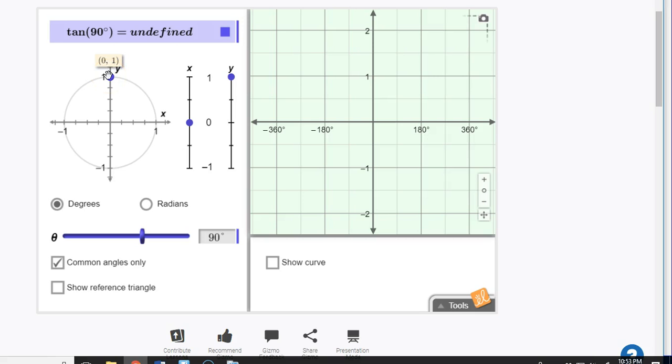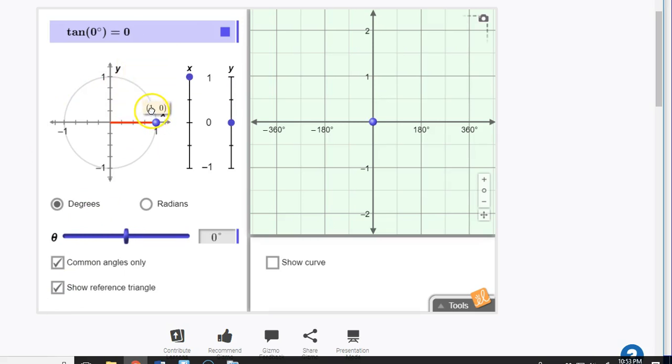Okay? Why would that be undefined? Think about the definition of tangent we just developed. You've got a y value of 1 and an x value of 0. So of course that would be undefined. You're dividing by 0, right? And again, that reference triangle, I really like this.